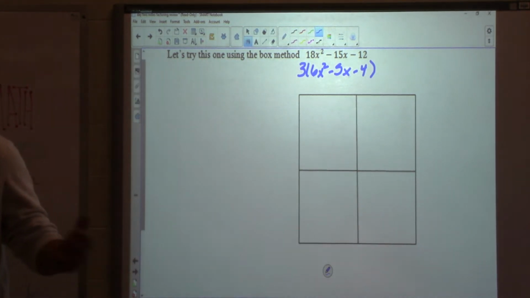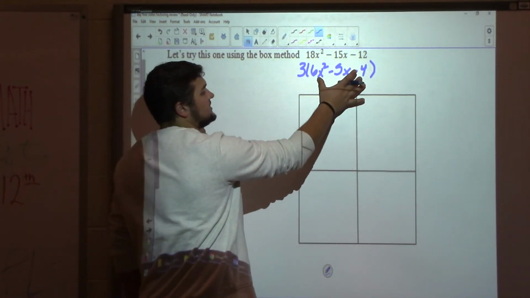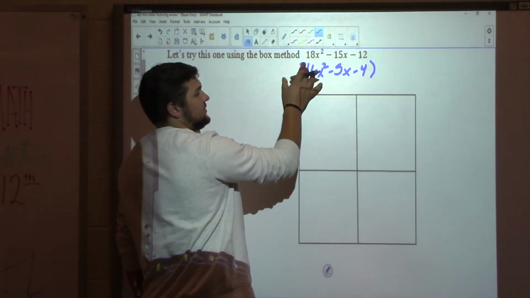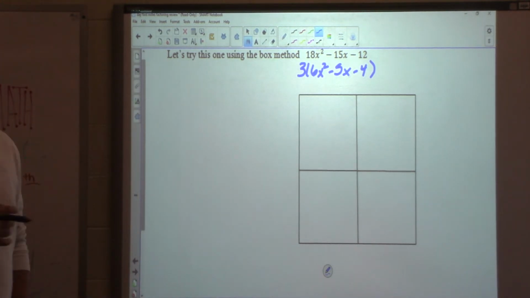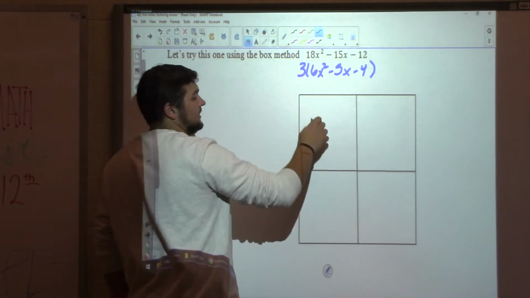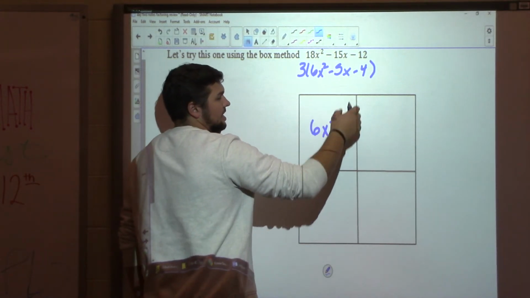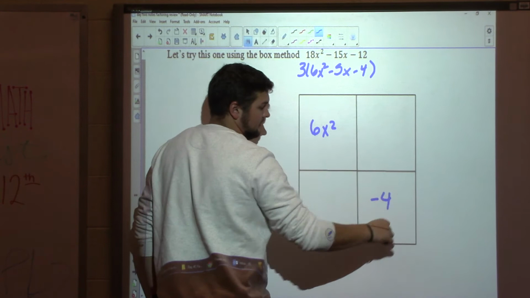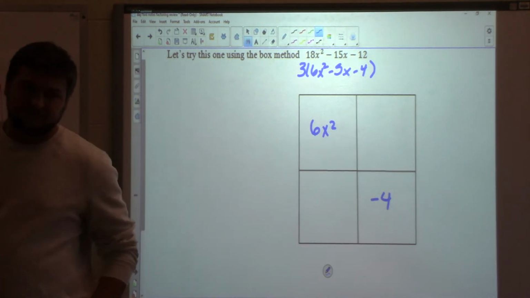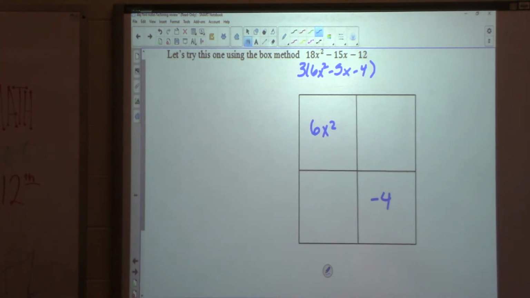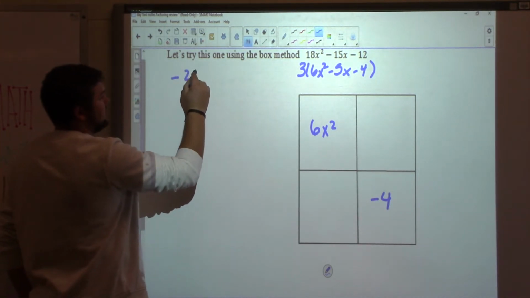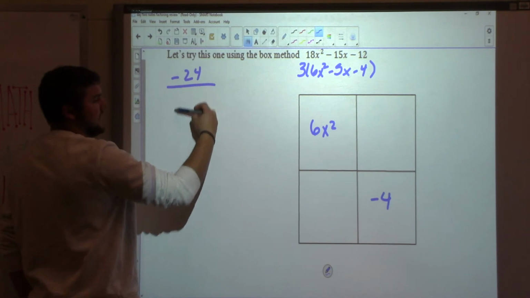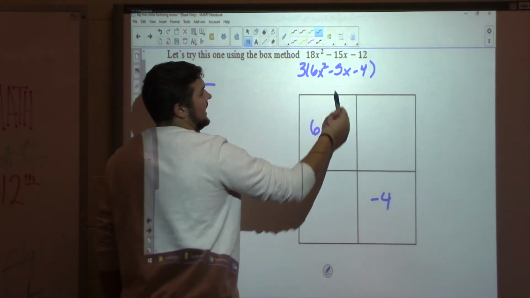Alright, we took a GCF out. We are going to use the part inside the parentheses for our box method. That 3 will come back to later, but we're not going to need it right now. Okay? So now is when we put our ax squared, our 6x squared, and our c, negative 4, into their boxes. So now we take 6 times negative 4, which is negative 24. We need to find factors of negative 24 that'll add to negative 5.